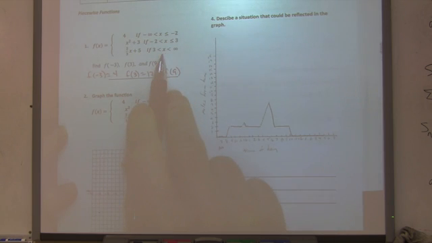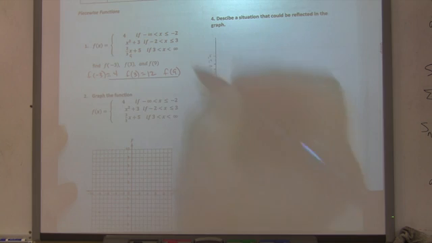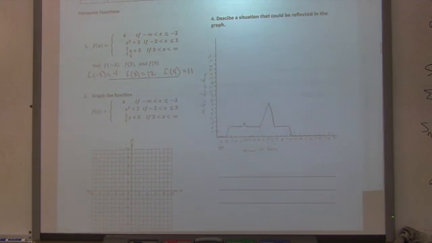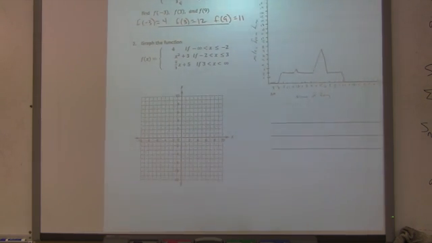so 9 is greater than 3, so we're going to use this rule. So we take 2/3 times 9, I plug in 9 in here, 3 goes into 9 3 times, and 3 times 2 is 6, plus 5 is 11. So that would be problem number 1. Problem number 2 asks us to graph the function.